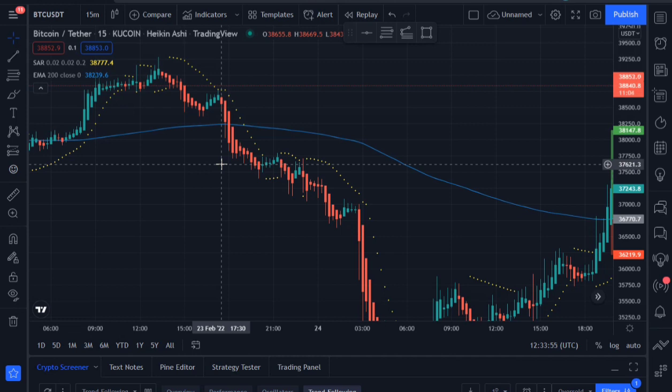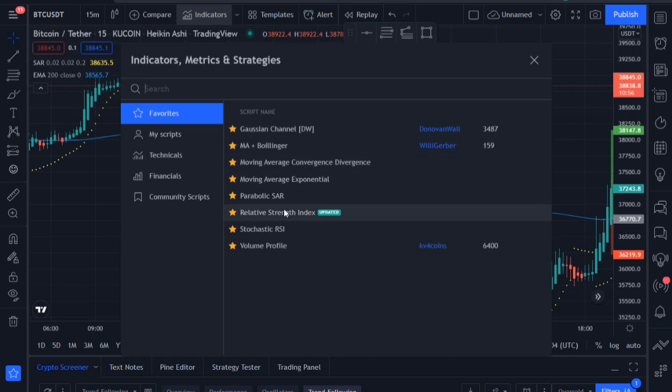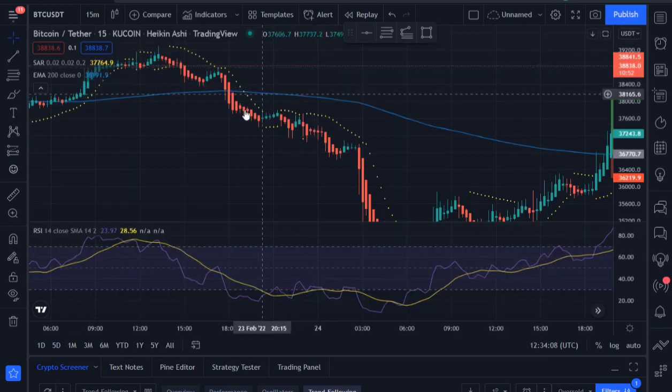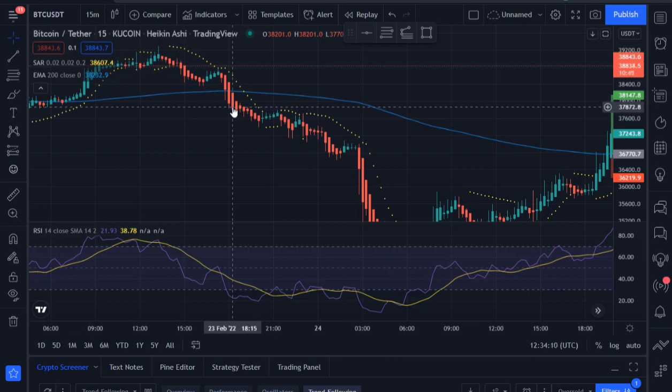So parabolic SAR is a very effective indicator when used alongside the 200 exponential moving average, and if you wish, you can also use it alongside the relative strength index, that is RSI. And as you can see over here, the moment parabolic SAR was breaking below the 200 exponential moving average, we also saw the RSI crossing over the smooth moving average, which is yellow.